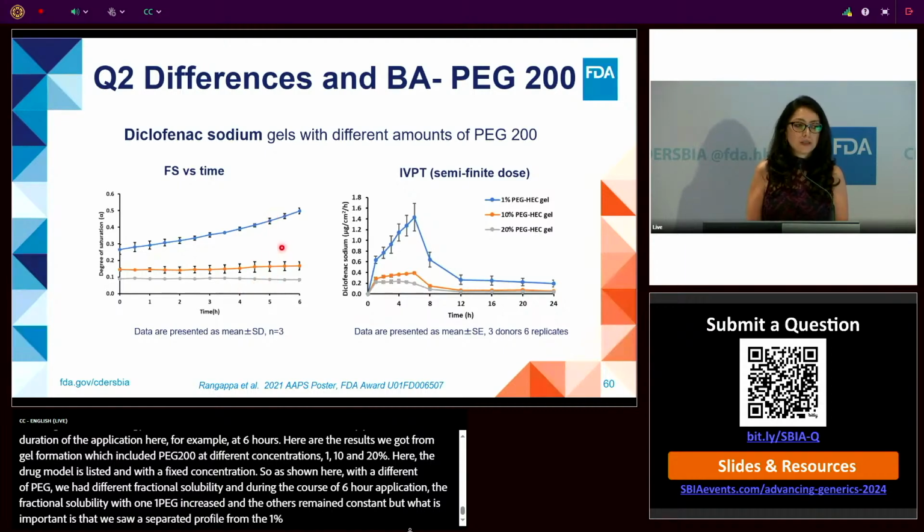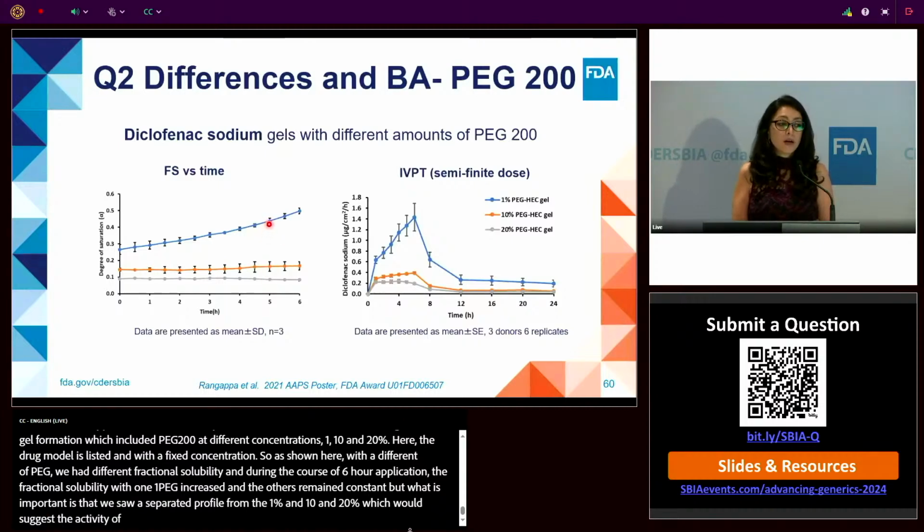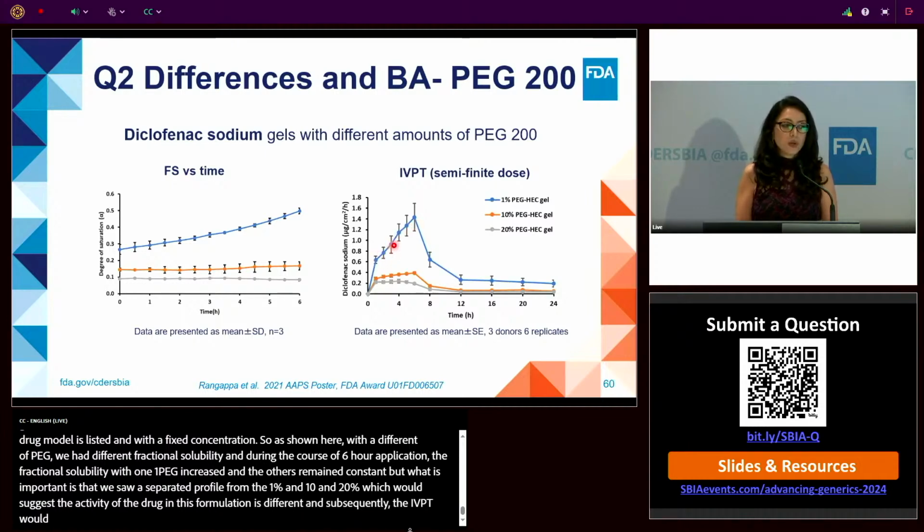20%, which suggests that the thermodynamic activity of the drug in these 3 formulations is different, and subsequently the IVPT results also showed that the permeation rate was significantly different for the diclofenac from the 1% PEG formulation compared to 10% and also 20%.